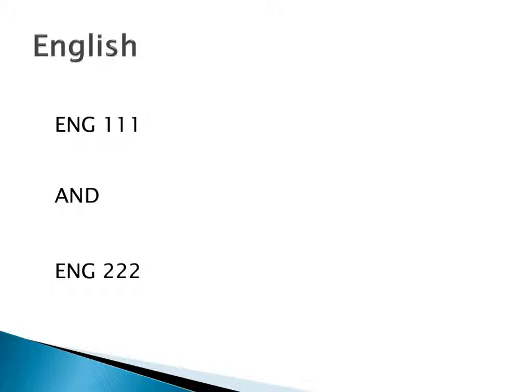So we're going to look at the categories, and the first category is the English category. Now this is one of the most straightforward categories, because in the English category students have to take 2 courses, and they are English 111 and English 222. If you're an instructor who teaches one of these courses, there are some general education components that go along with these courses. And if you don't know about that, then you should talk to people in your area.